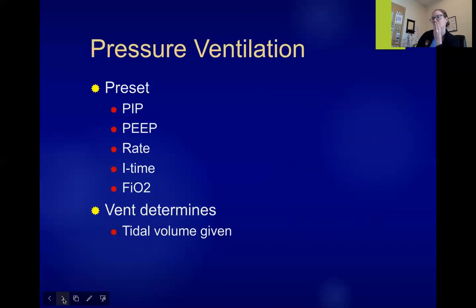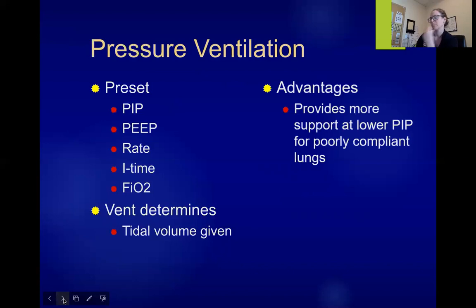And then pressure ventilation. Again, this is a mode that can be set in either assist control or SIMV. So you're going to preset your peak inspiratory pressure, your PEEP, your rate, your I time, and your FiO2. And then the vent determines the tidal volume that is given.